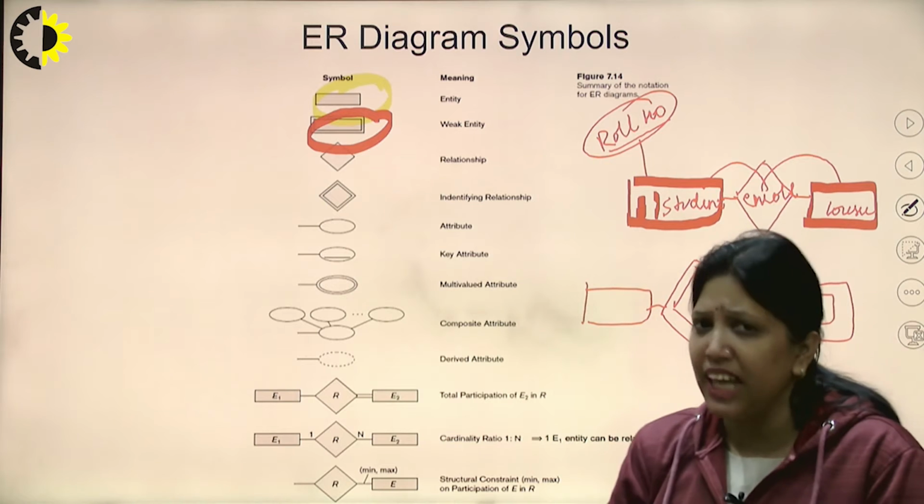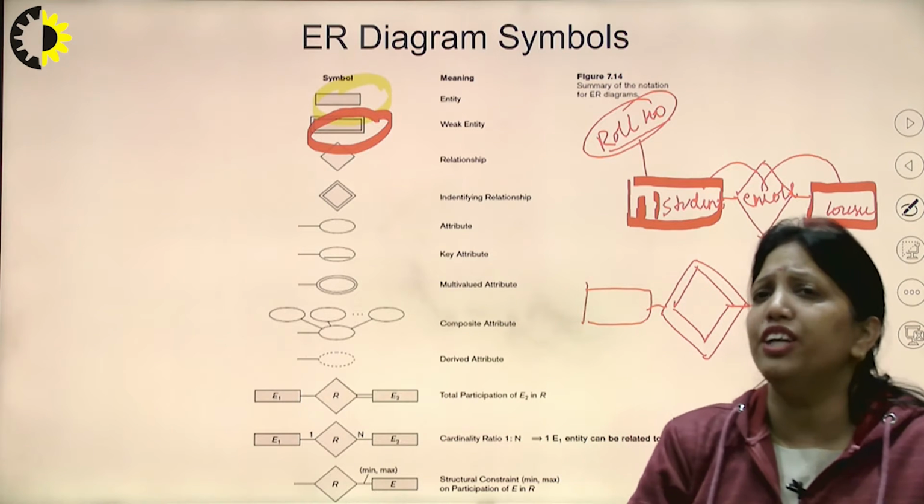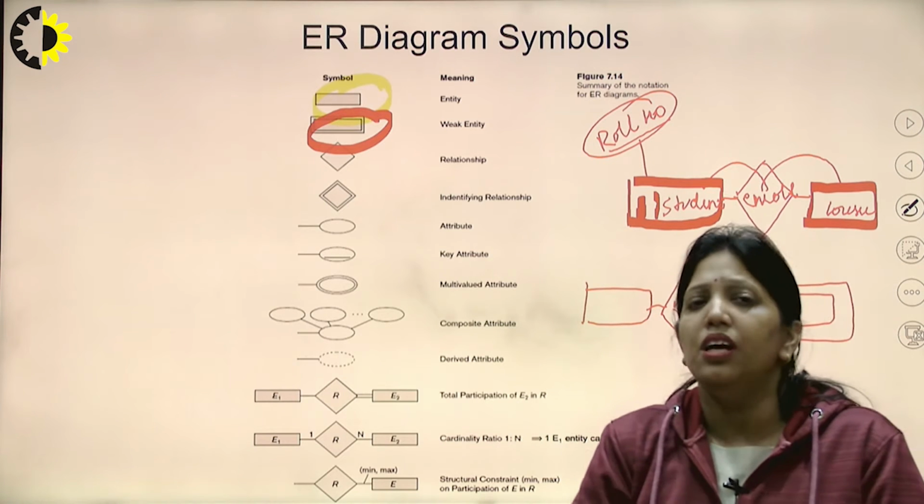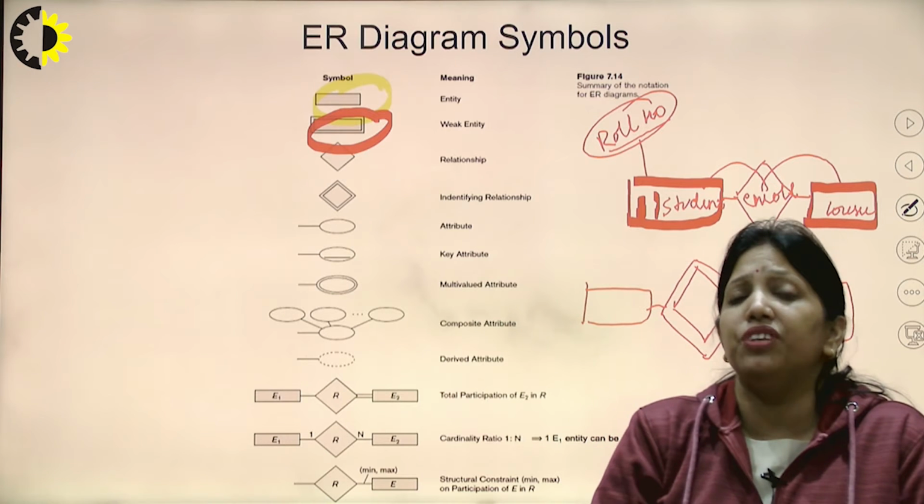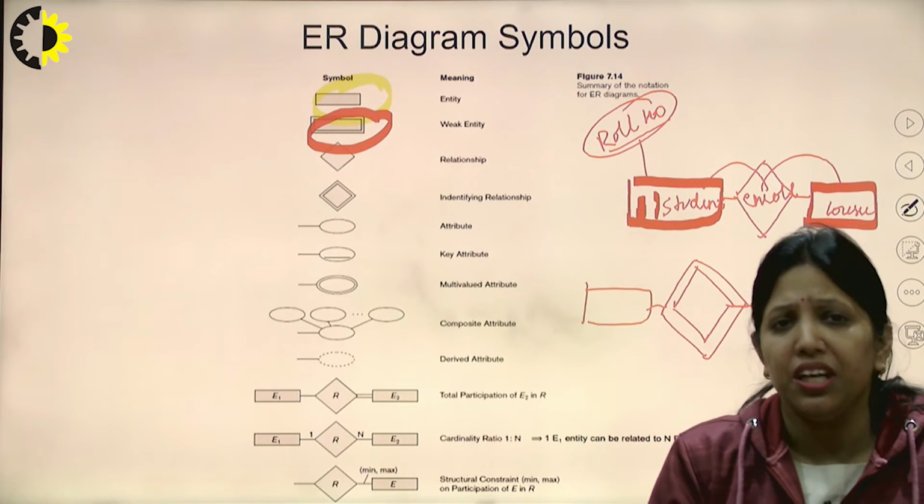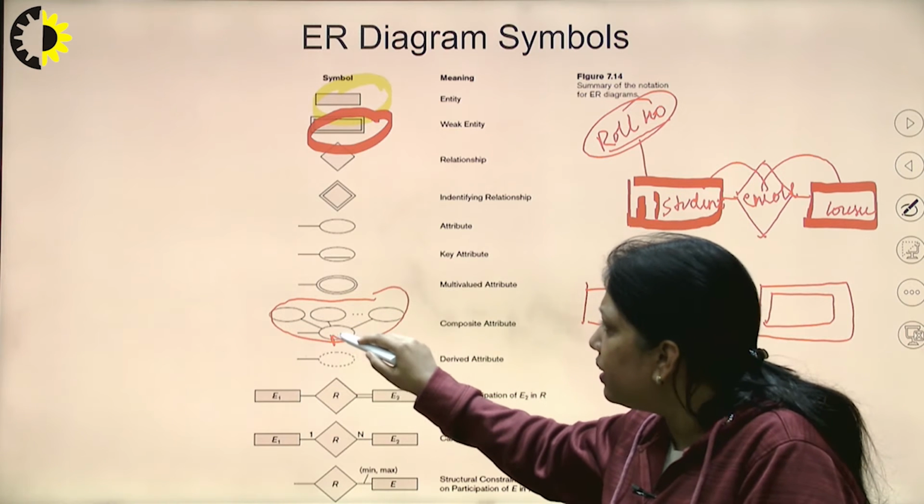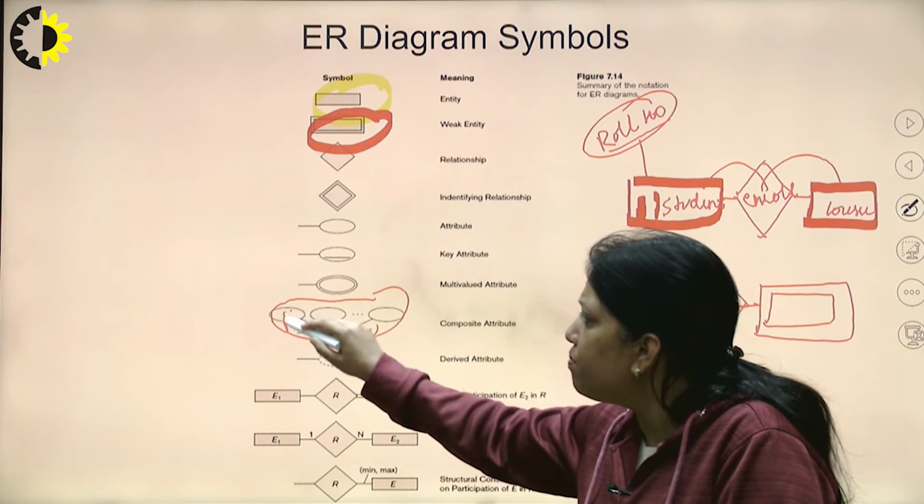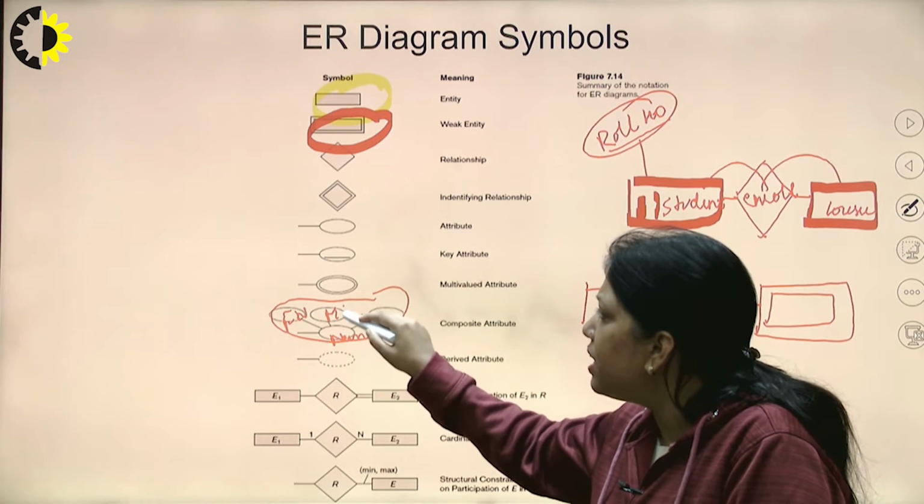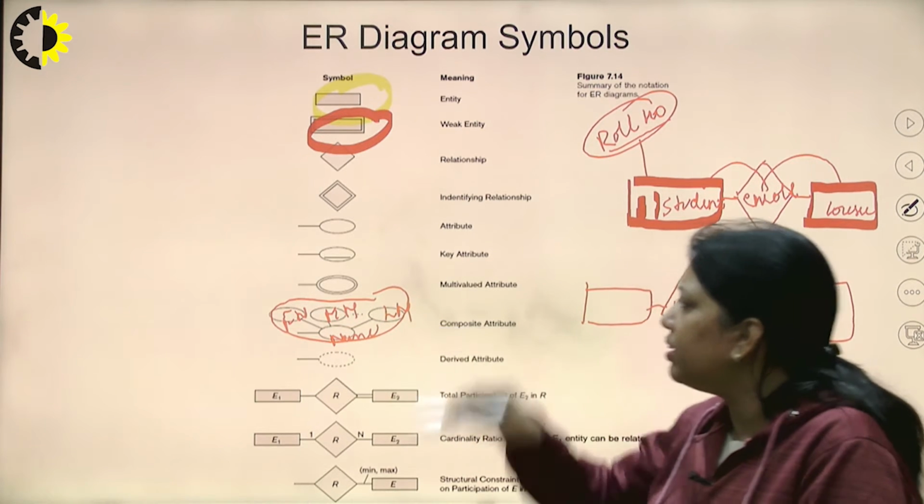Then we have composite attributes. If an attribute can be divided into a number of attributes, for example, the name of a person is divided into the first name, middle name and the last name, then this attribute is represented like this: it is name, this is the first name, this is the middle name and this is the last name.